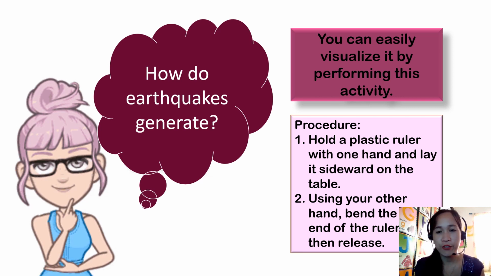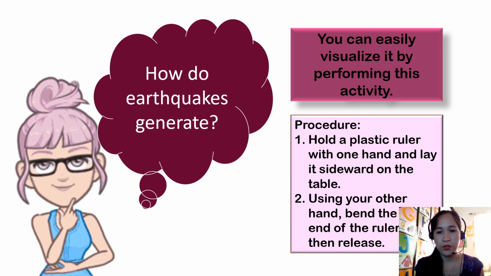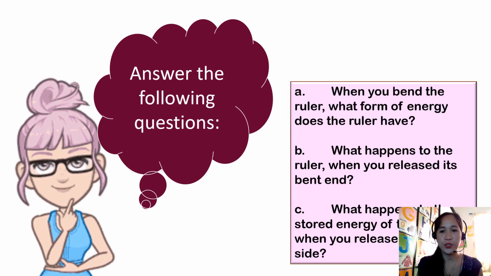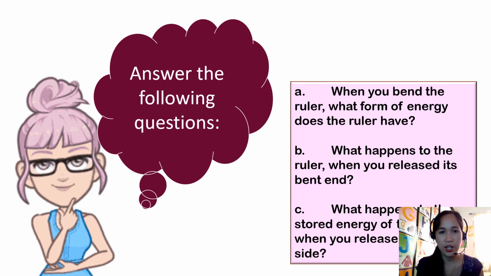First, you are going to hold a plastic ruler with one hand and lay it sideward on the table. Using your other hand, bend the free end of the ruler and then release. Then observe what happened. And you are going to answer these 3 questions.